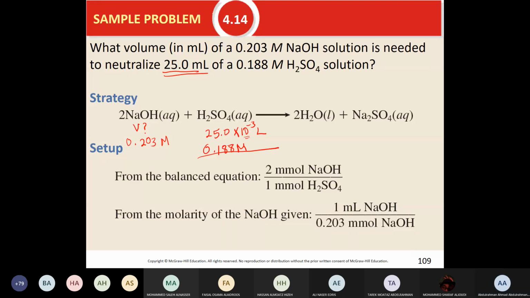M1V1 equals M2V2. How? Find the moles first. I want you to tell me how many moles H2SO4. We multiply the volume times the molarity. Exactly. Multiply the volume with the molarity. Actually, this is molarity. So what should you do to calculate the number of moles? Multiply the volume with the molarity. Simply multiply 25 times 0.188 mole. And what's the answer?